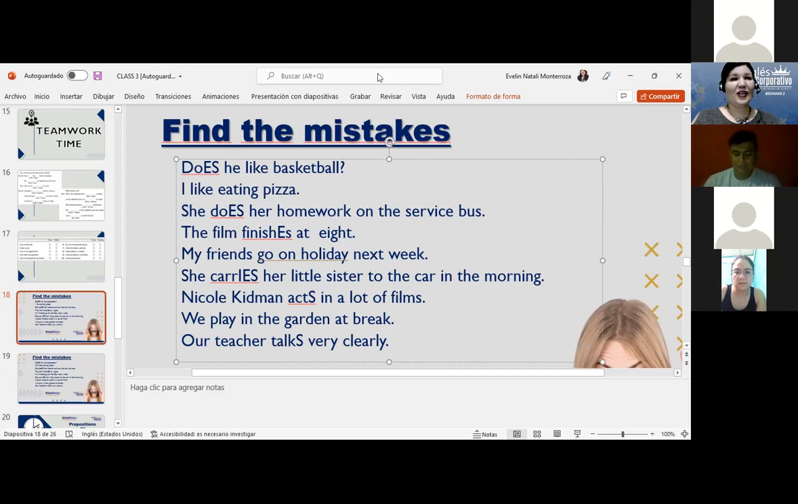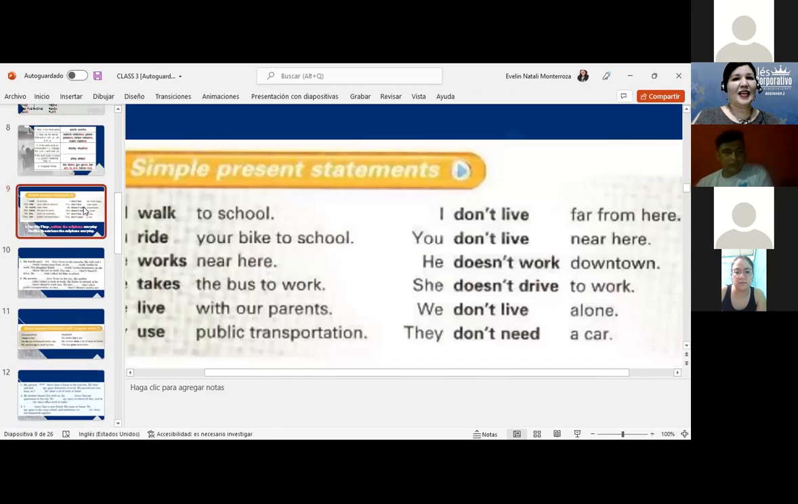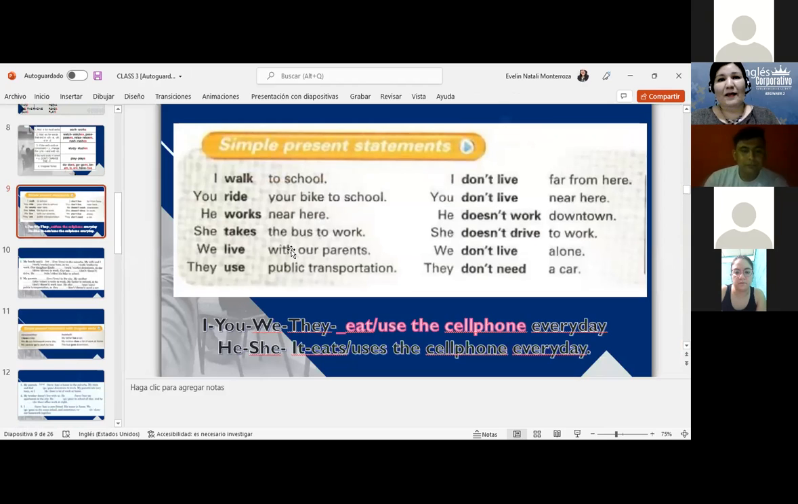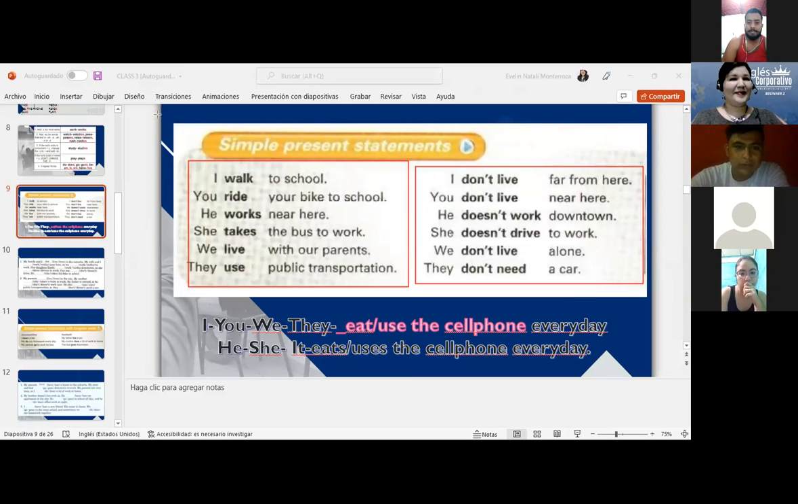Very good job working on the sentences, my dear students. Fantastic job. So, just to wrap it up a little bit, I have here a couple of examples of simple present statements, right? Can you help me, Adiel, to read the examples? You are going to read these ones, and Marvin is going to help me read the negatives. Go ahead. I go to a school.